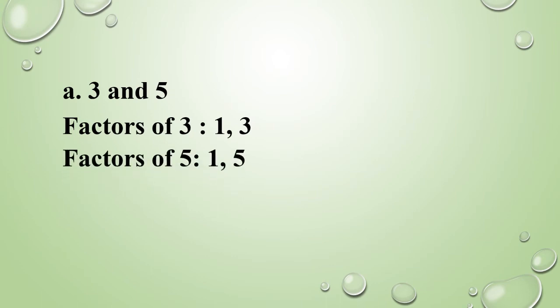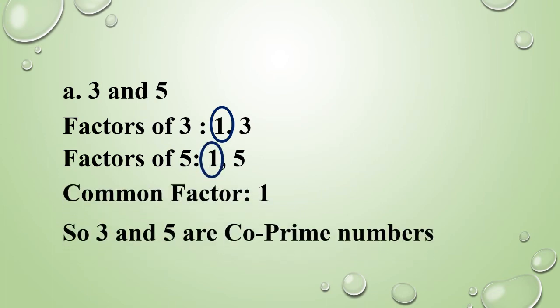Factors of 3 are 1 and 3. Factors of 5 are 1 and 5. So what is common in them? Just 1. So their common factor is 1. So we will say that 3 and 5 are co-prime numbers as they just have one common factor in them, and that is number 1.